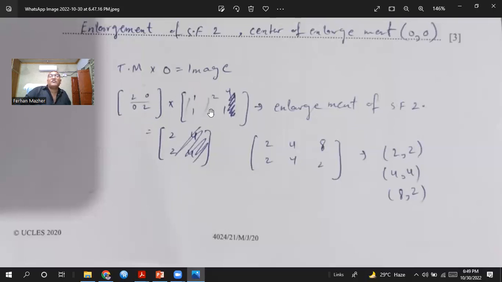So 4 plus 0 will be 4. And when this row will multiply with the third column, you will have 2 multiply 4, it will be 8, and plus 0 multiply 1, that will be 0. So 8 plus 0 will be 8.